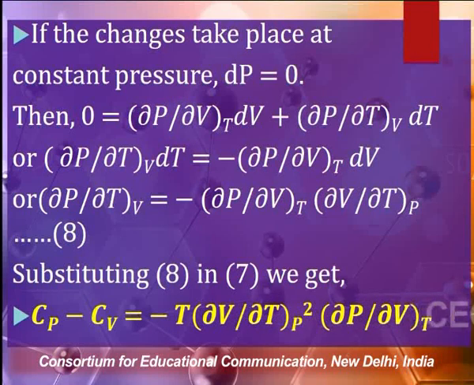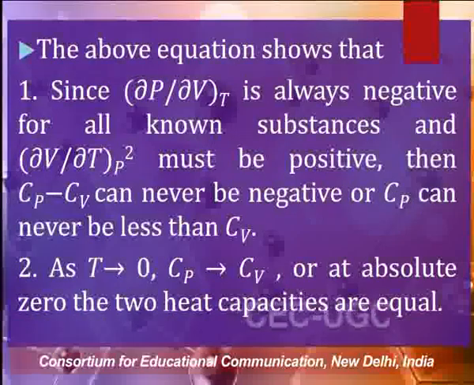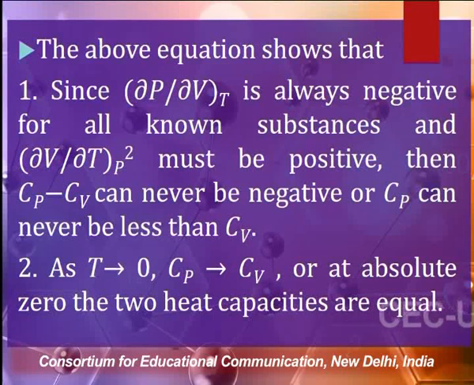Now, let me substitute 8 in 7. We get Cp minus Cv is equal to minus T (∂V/∂T) at constant pressure squared into (∂P/∂V) at constant temperature. The above equation is very important and has many physical significances.